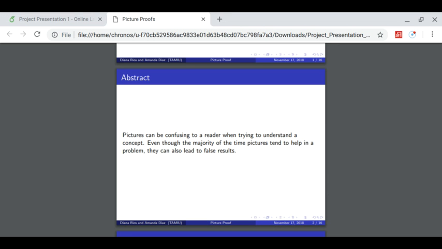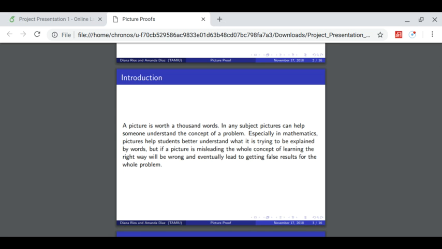Pictures can be confusing to a reader when trying to understand a concept. Even though the majority of the time pictures tend to help in a problem, they can also lead to false results. As the saying goes, a picture is worth 1,000 words.